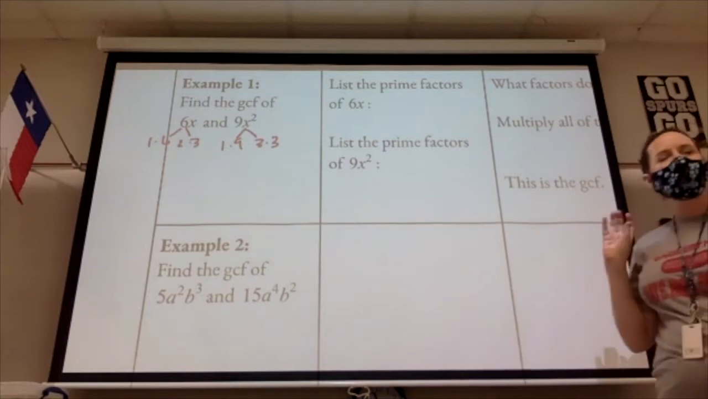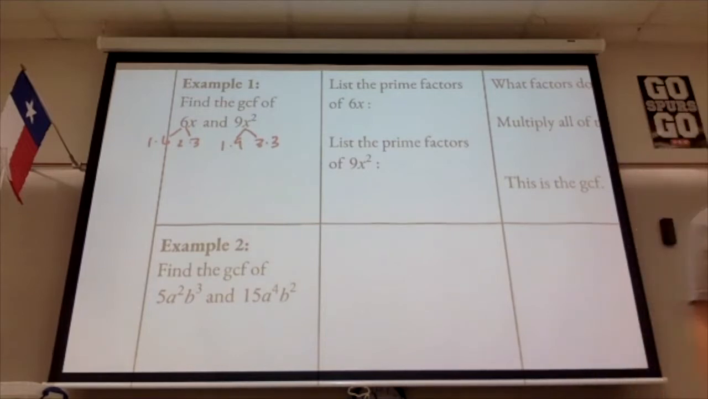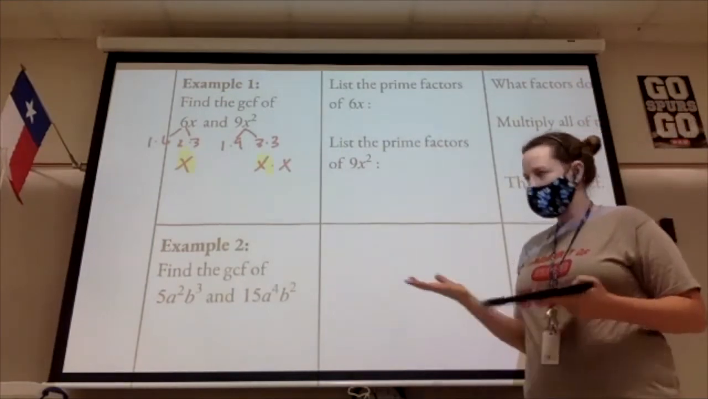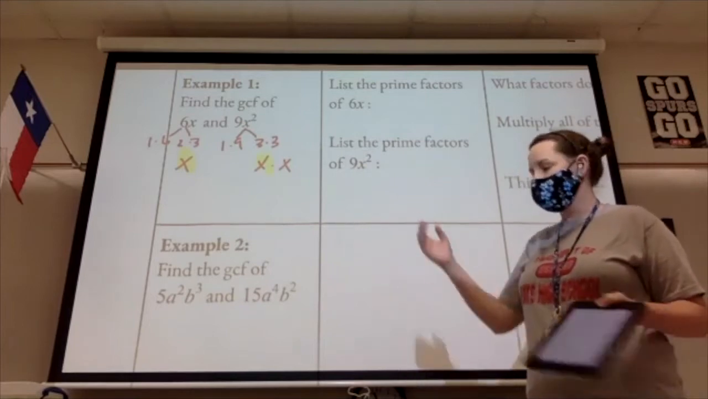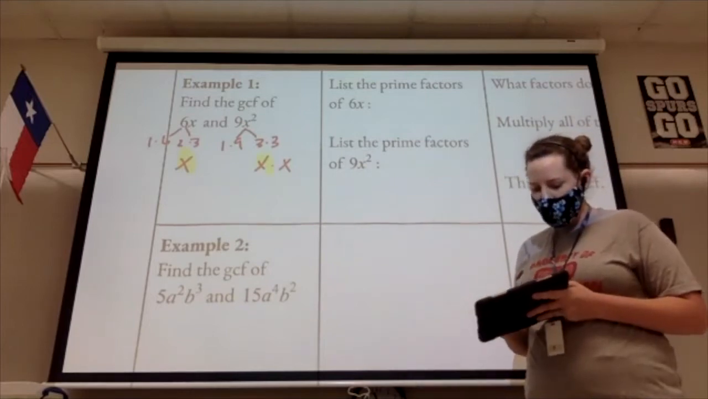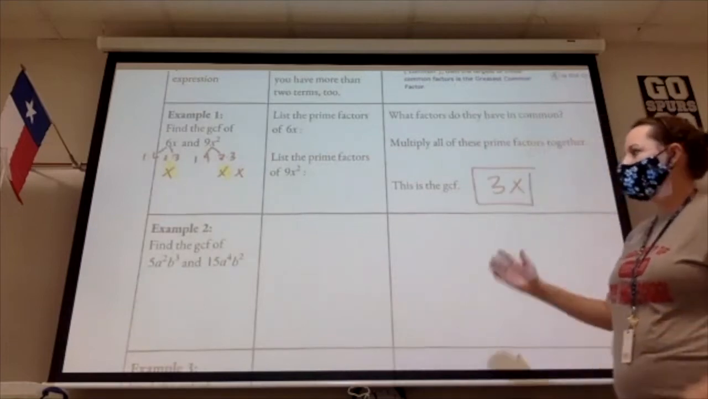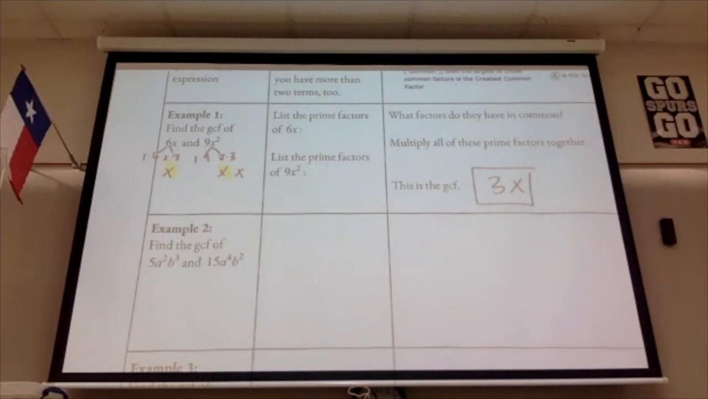Now, what is the largest variable piece that they have in common? Just a single x, okay? Because my x squared has 2 x's. So you could say that this one is x times x. My 6x is just a plain x. We want to know the greatest number that they have in common. So that's all that we can pair up. There's not a second x. So we can say that the GCF for this is going to be a 3x. So when we're factoring that out, we're going to be factoring out a 3x.